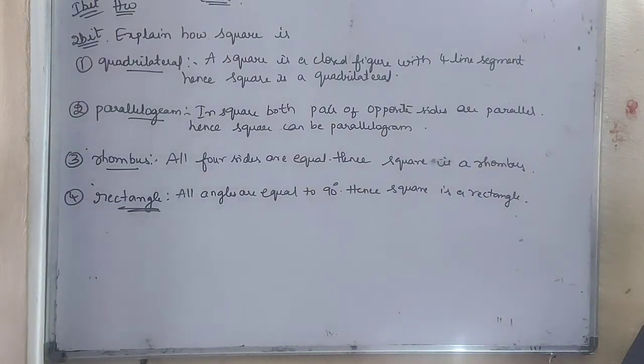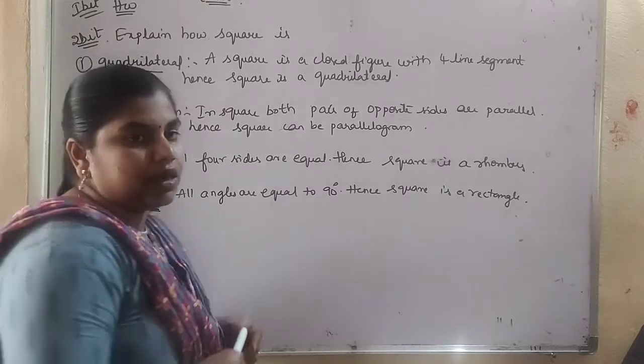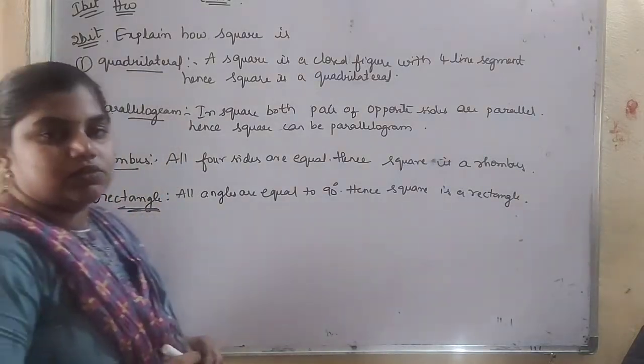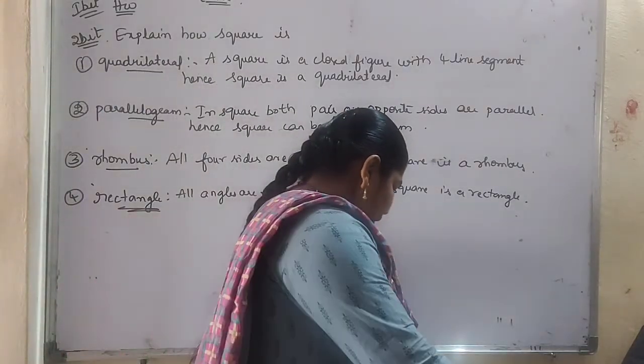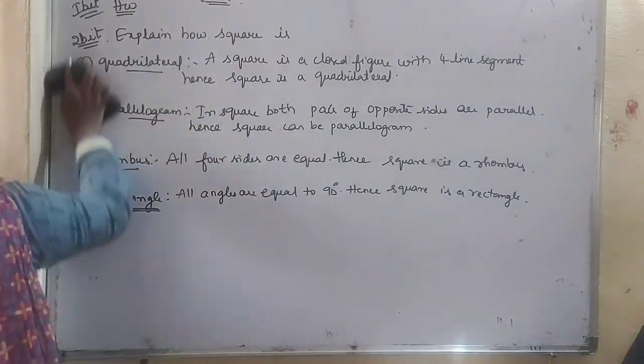So what we have explained here is why a square is a quadrilateral, why a square is a parallelogram, why a square is a rhombus, and why a square is a rectangle. These are the reasons for that. So next is the third bit.